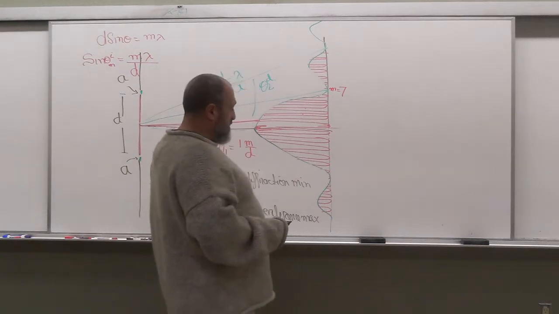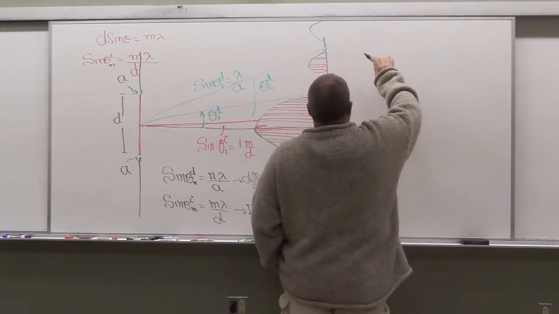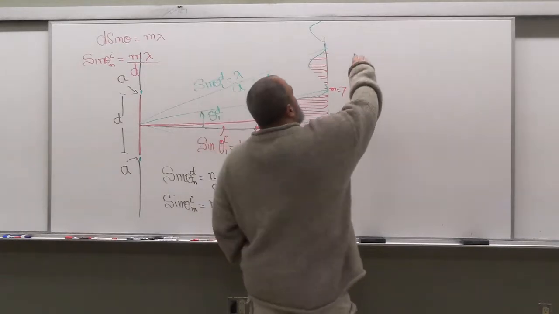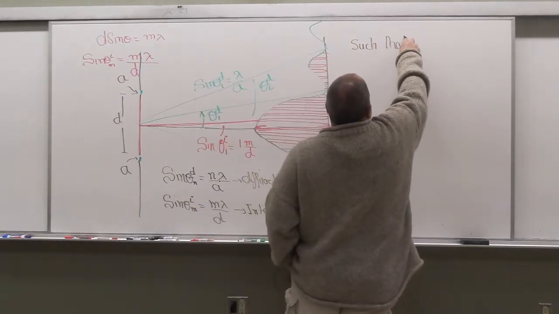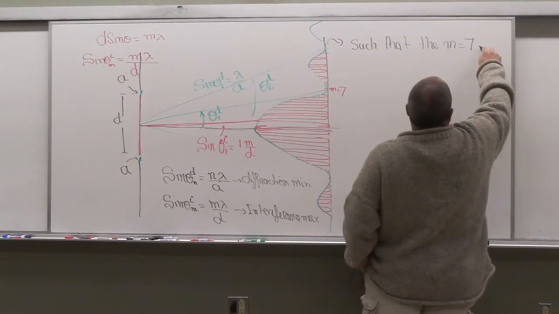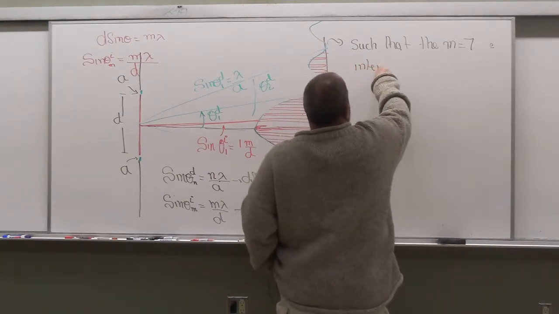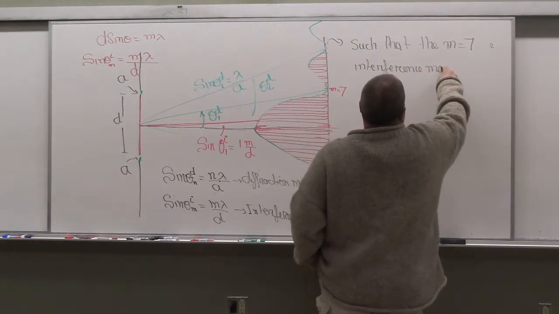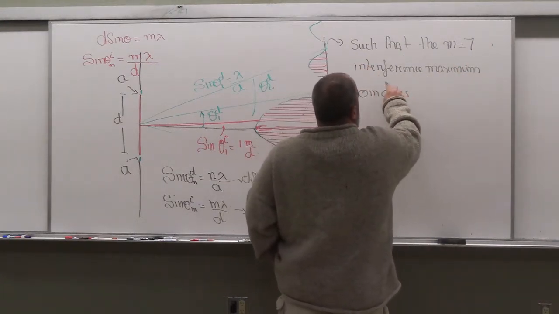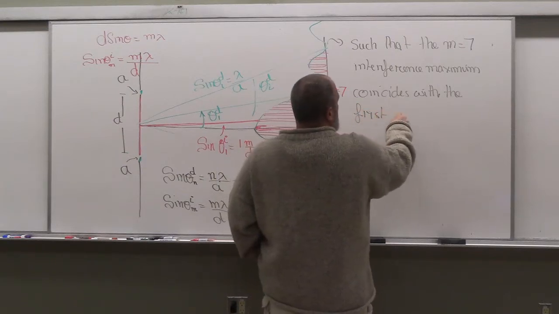Guys, I'm interested to see, let's say that we have a slit, and the problem tells you that you have a diffraction pattern such that the M equals 7 interference maximum coincides with the first diffraction minimum.